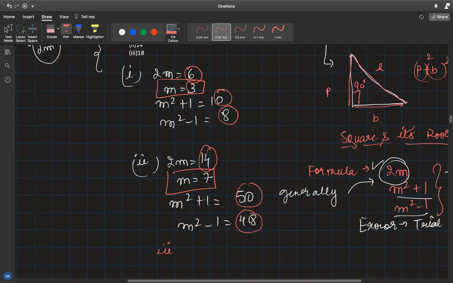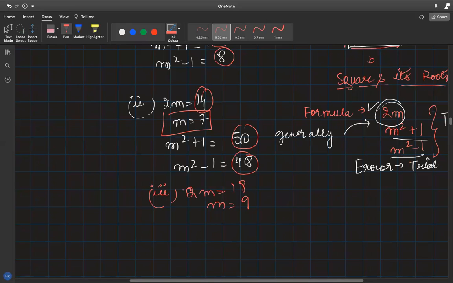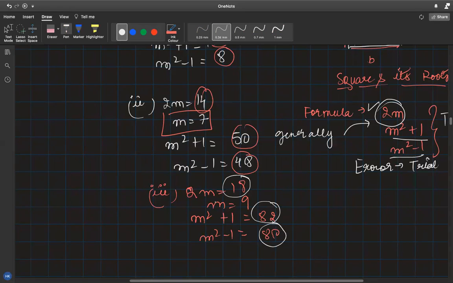Then last but not the least, the third question is when the member is 18. Take 2m equal to 18, m is equal to 9. m square plus 1: the value of m is 9, 9 square is 81, 81 plus 1 is 82. m square minus 1: 81 minus 1 becomes 80. So your Pythagorean triplet becomes 18, 82 and 80, and the value of m becomes 9.